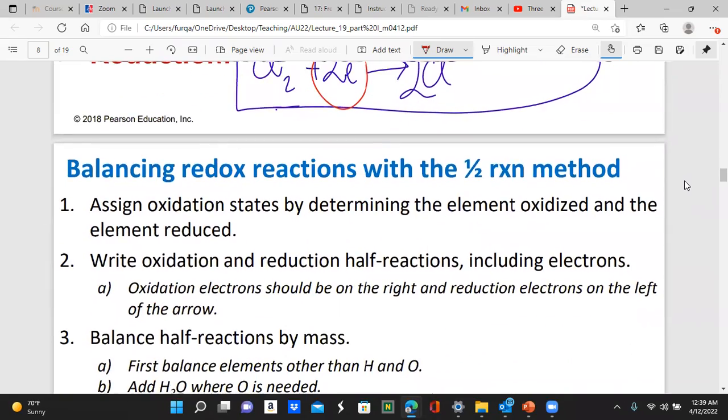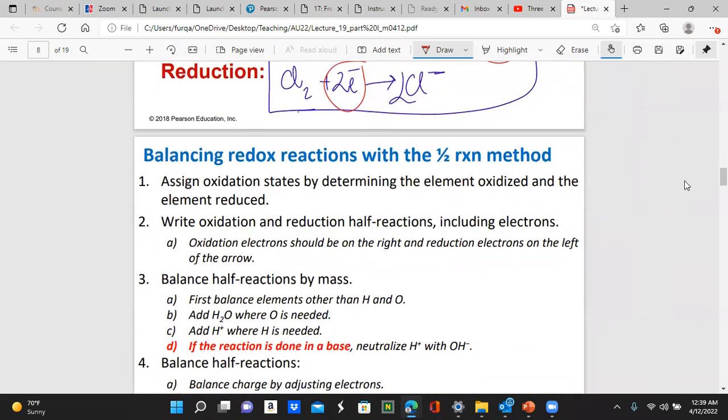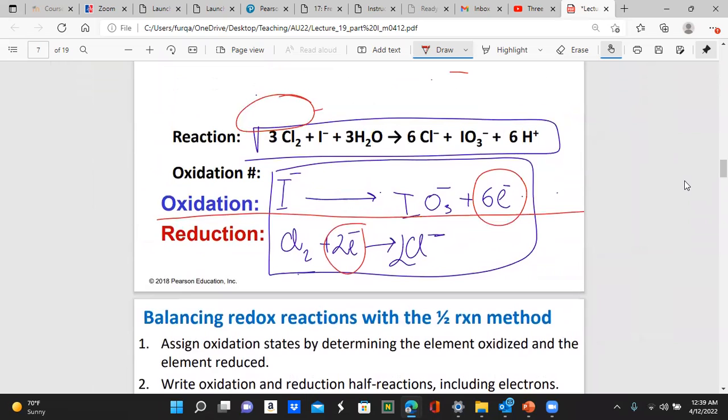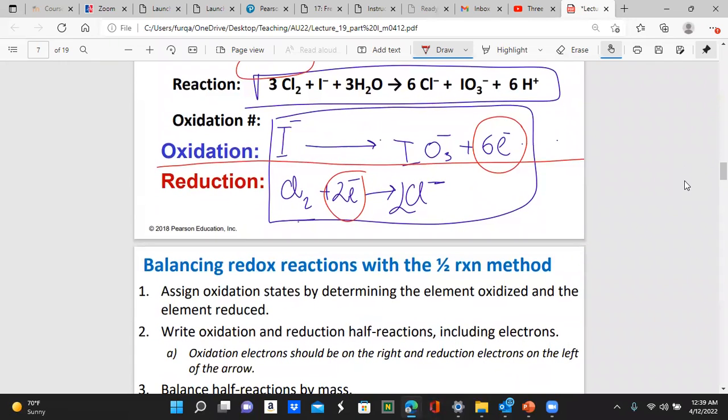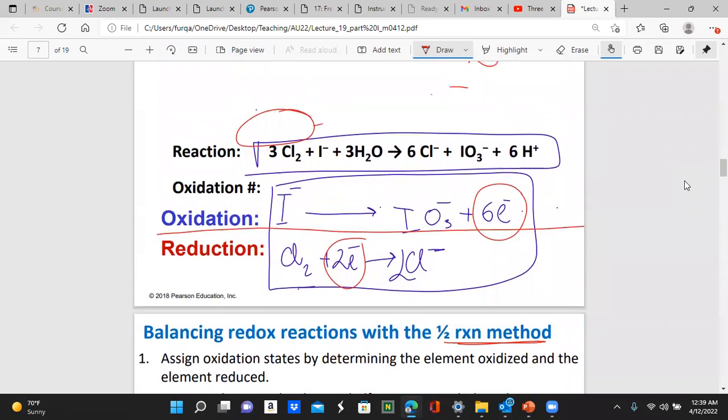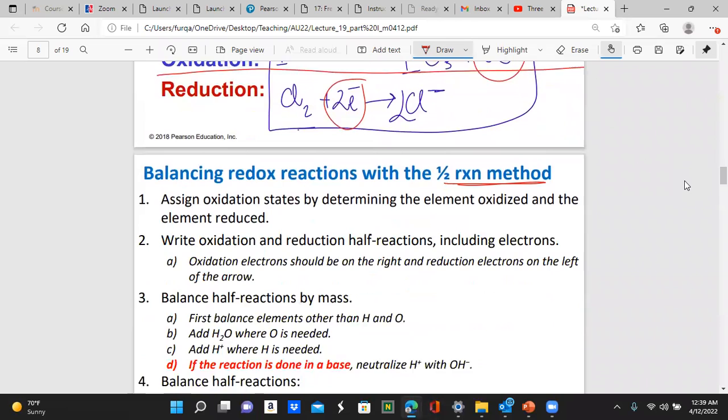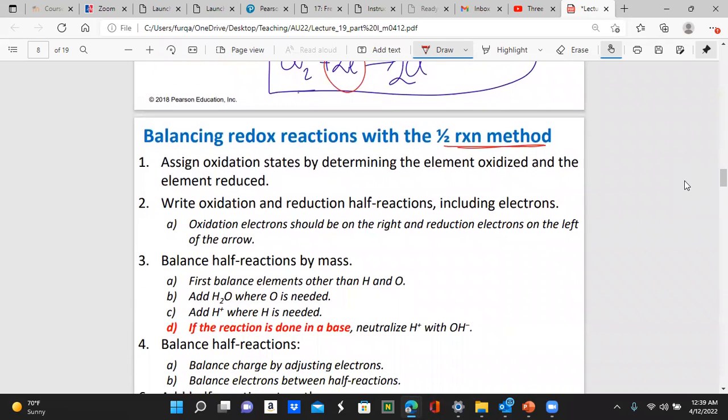Now this brings us to balancing the redox reactions with the half reaction method. This is called the half reaction method, where we split the main equation into 2 equations. One is the oxidation and one is the reduction. This is what we call the half reaction method. These are called half reactions of this main equation that we were looking at.